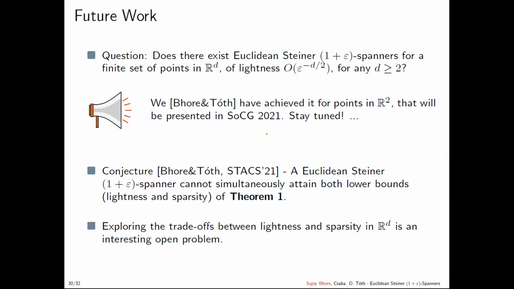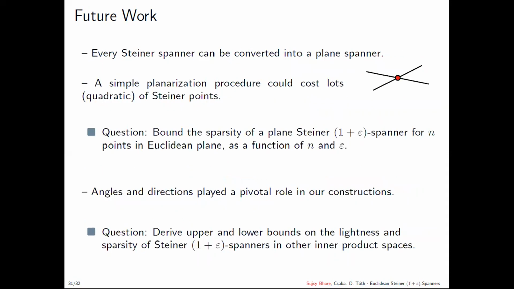Okay. So as a future work, the first question that comes from this line of work or this plethora of results is whether there exist Euclidean Steiner 1+ε spanners for a finite set of points in d dimensions with the lightness to be epsilon to the power minus d by 2, because now we see it with the new light of the lower bound. So we achieved this for points in the plane, and that will be presented in a new work that is recently accepted to SoCG 21. So stay with us and listen to our talk. And moreover, we conjecture that Euclidean Steiner 1+ε spanners cannot simultaneously attain both the lower bounds for lightness and sparsity together. So exploring these trade-offs between the lightness and sparsity is an interesting open problem.